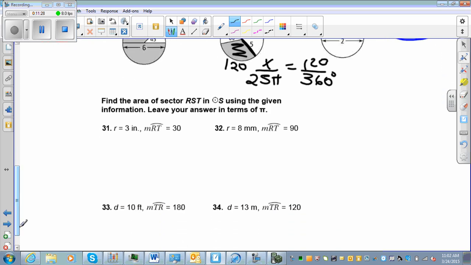For number 31, it's the same thing. The only thing is they did not give you the circle. So the arc length is given to be 30. The radius is 3. And the question is, find the area of the sector.